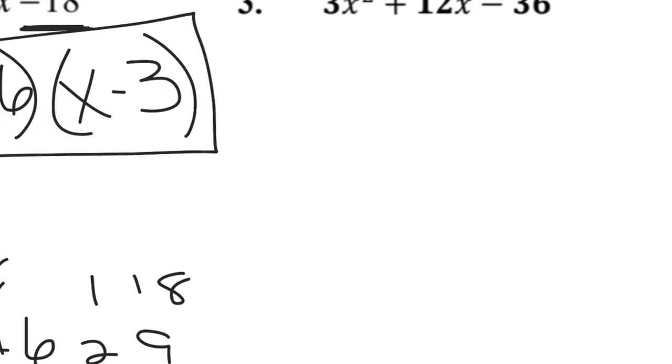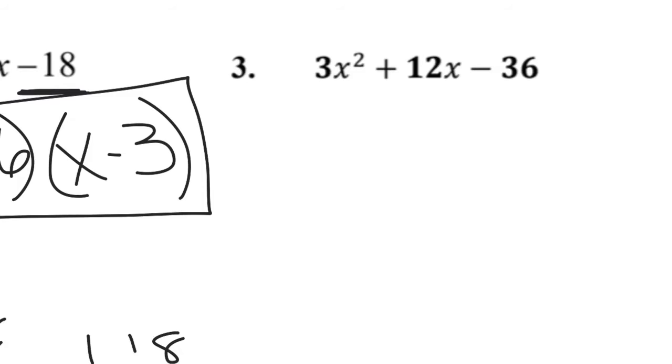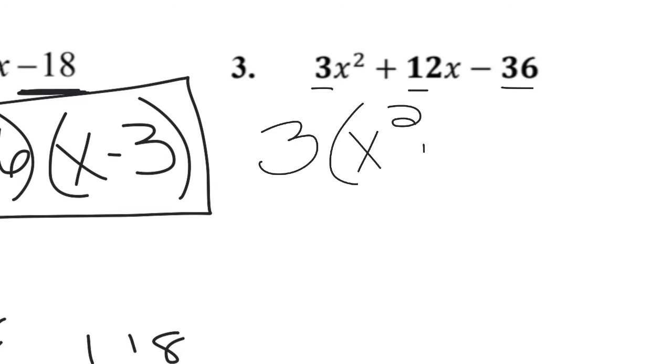All right, and the last one. For this one, we want to factor out, see how there's a 3 out in front? 3 goes into every number here. So we're going to factor out that 3 first. That's our GCF, our greatest common factor. We're left with x squared plus, 12 divided by 3 is 4x, and 36 divided by 3 is minus 12.